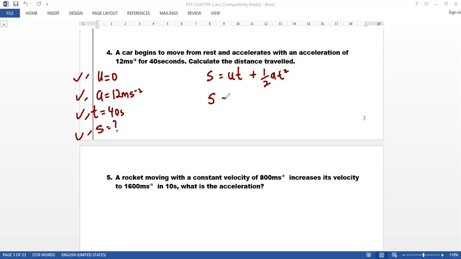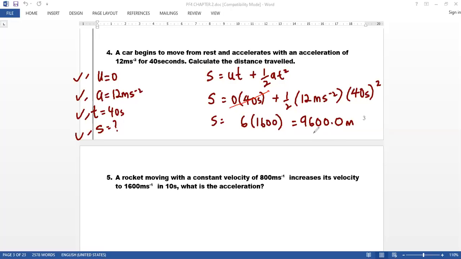So distance travel, initial velocity 0, time taken 40 seconds plus half, acceleration 12, and the time taken is 40 power 2. Okay, what's the answer? So the answer for this question is 9,600 meter. You see 0 times 40, 0, so not included. 12 divided by 2 is 6, 40 power 2 is 1,600. Okay, done with this question.